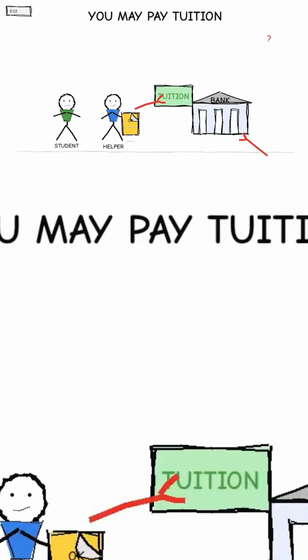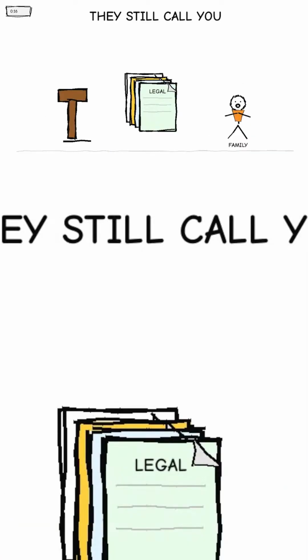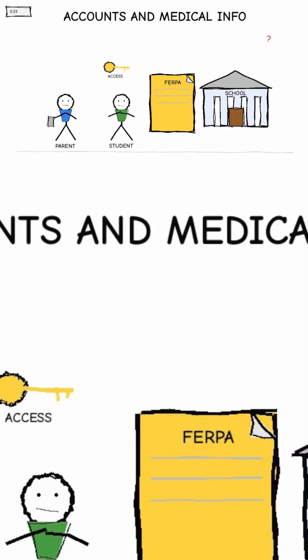As a parent, you may still be paying tuition. You may still be covering health insurance. You may still be the first person they call when something goes wrong. But legally, you may no longer have automatic access to their grades, their student account, their medical updates, or even the ability to help in an emergency.